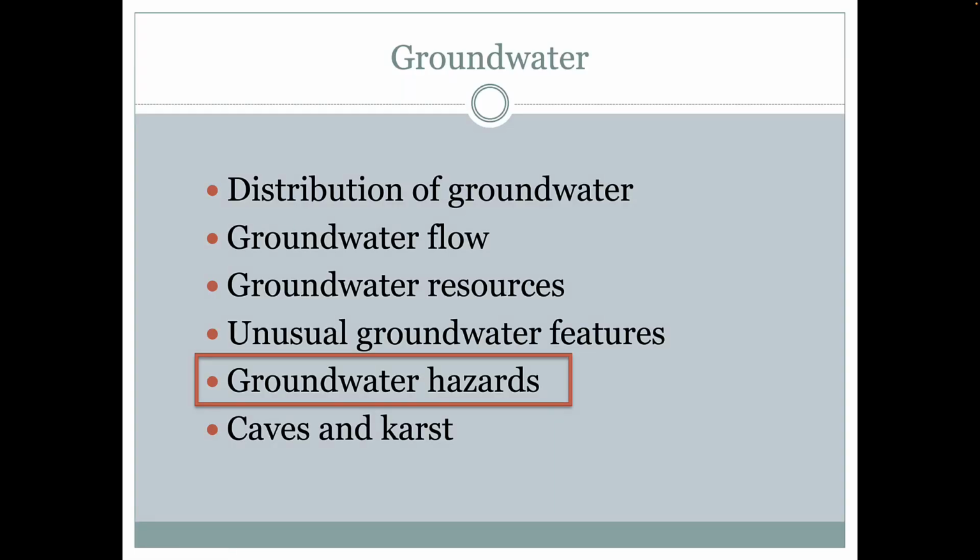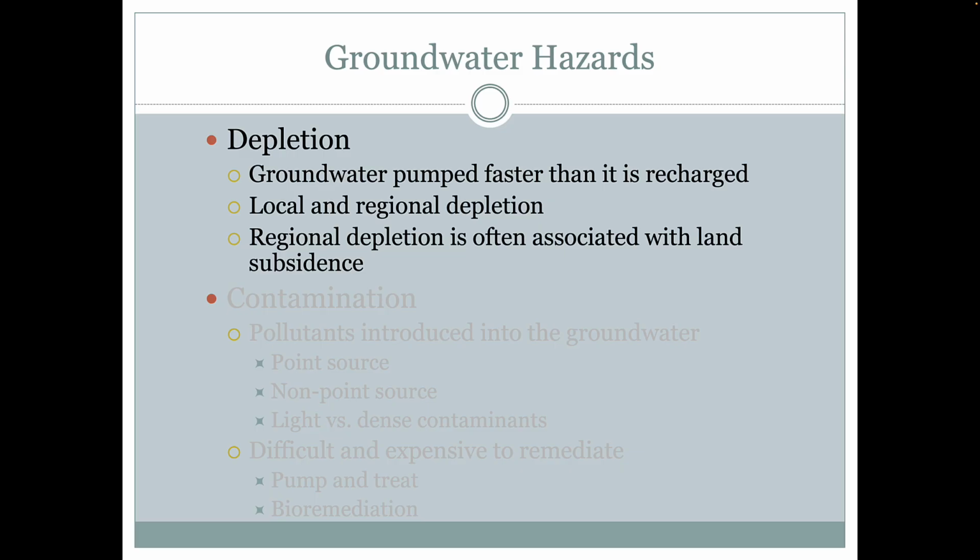So let's talk about some hazards and concerns that come up with groundwater. One of the big concerns is that over time we deplete our groundwater supply and then we have less left to use. Essentially this happens whenever groundwater is pumped faster than it is recharged or reintroduced from rainwater into the system. Sometimes we can have very local depletion of groundwater, think as small as someone's tax lot or parcel. Other times we can have depletion over an entire region.